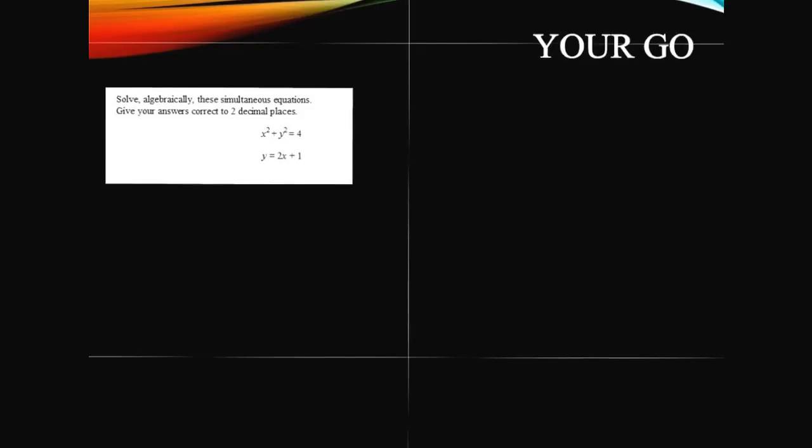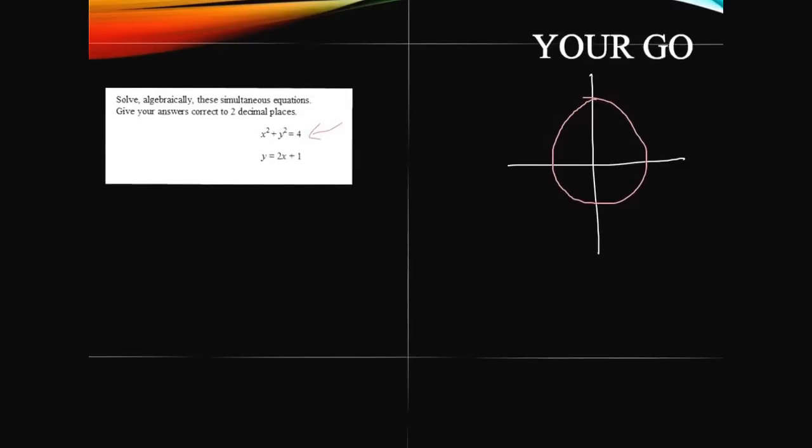Okay, what I'm going to do, I'm just going to draw a quick sketch of what this looks like. Again, this is for my own benefit and yours as well. So we've got a circle. The first equation is a circle. Here it ends in 4, so it's going to have a radius of 2. So 2, 2, minus 2 and minus 2.